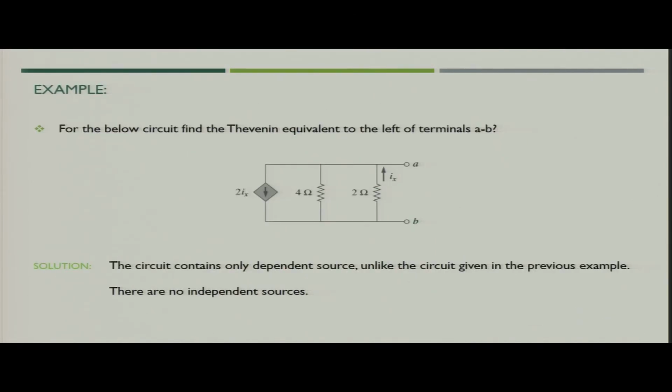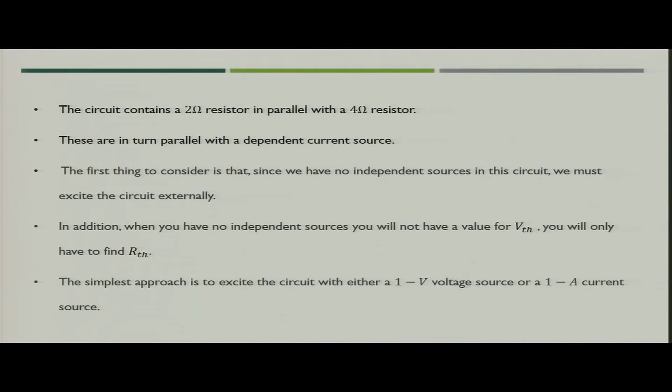So, now let us see another example. In this circuit, we want to find out the Thevenin equivalent, but in this particular circuit we do not have any independent voltage or current source. So, this circuit would have only dependent source. Here in this case we have the current source which is dependent. So, what we have to do?